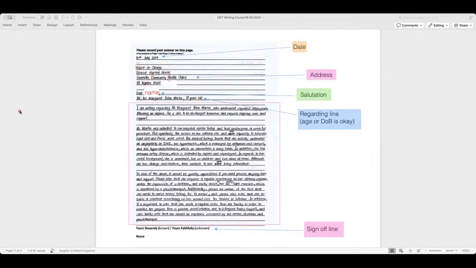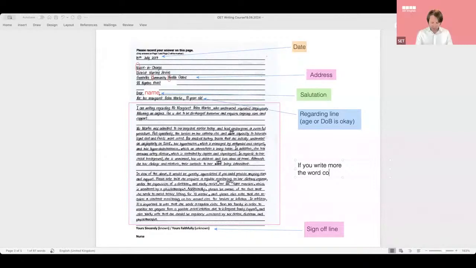Now, does it matter if you go over the word count? If you write more than 200 words, the answer is actually no. They're not going to penalize you for writing 5 extra words, which is very interesting. The word count is a guide only.